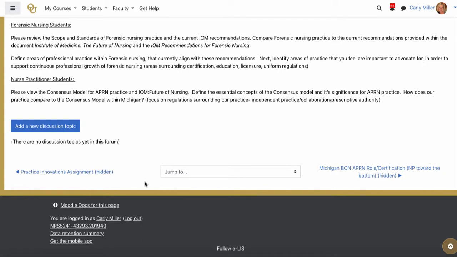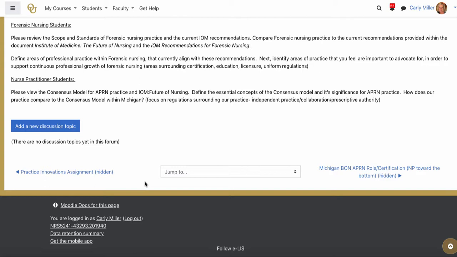Think about your scope and standards of practice and the current Institute of Medicine recommendations. And I really want you to think about your current practice and how it fits in with the Institute of Medicine recommendations for forensic nursing. Because really this is what we should be striving for in terms of how we practice as an advanced practice nurse. So basically how does it align with these recommendations? And then even identify areas that you feel are important to advocate for, and in order to support continuous professional growth.